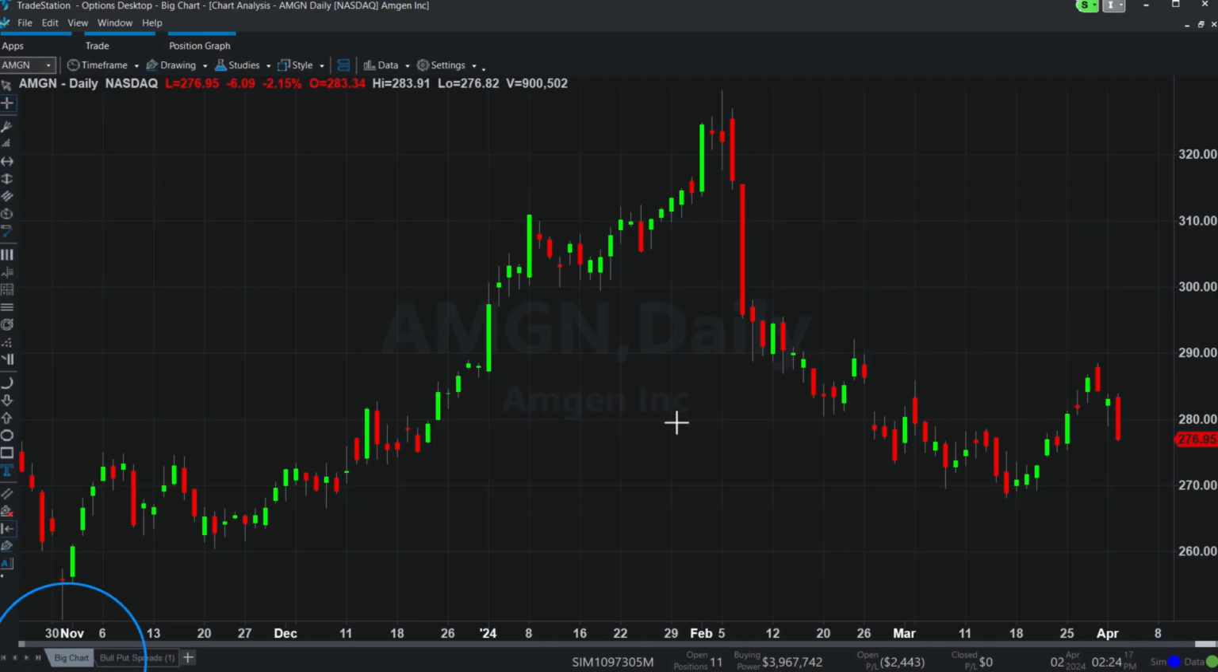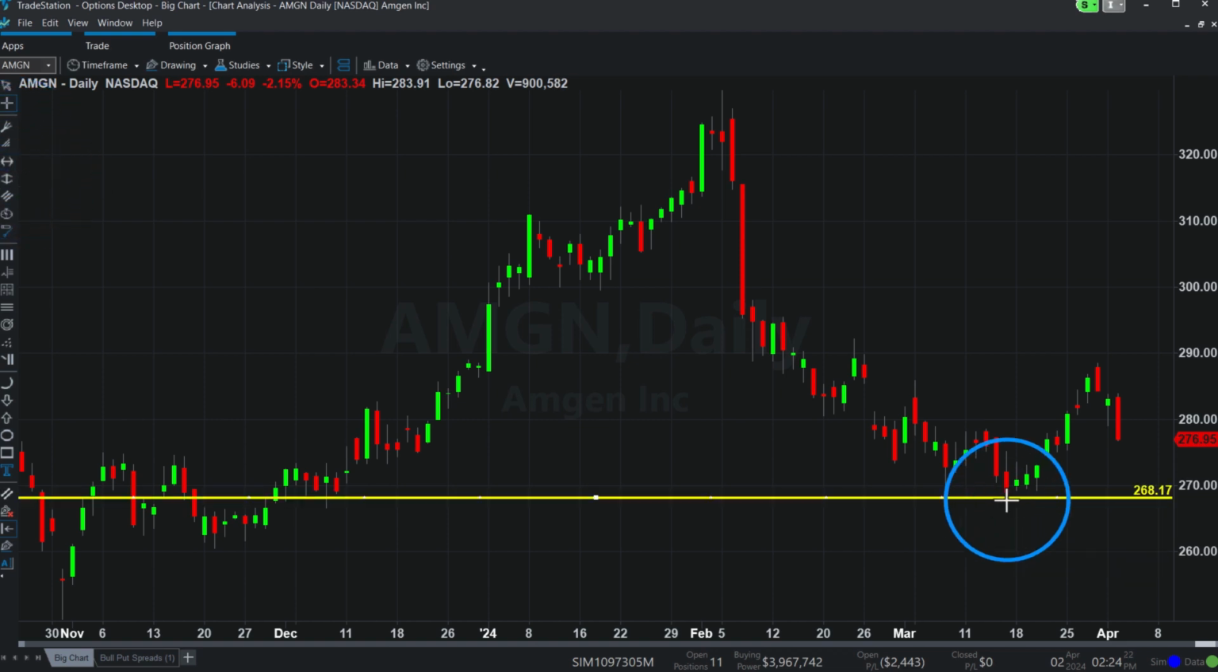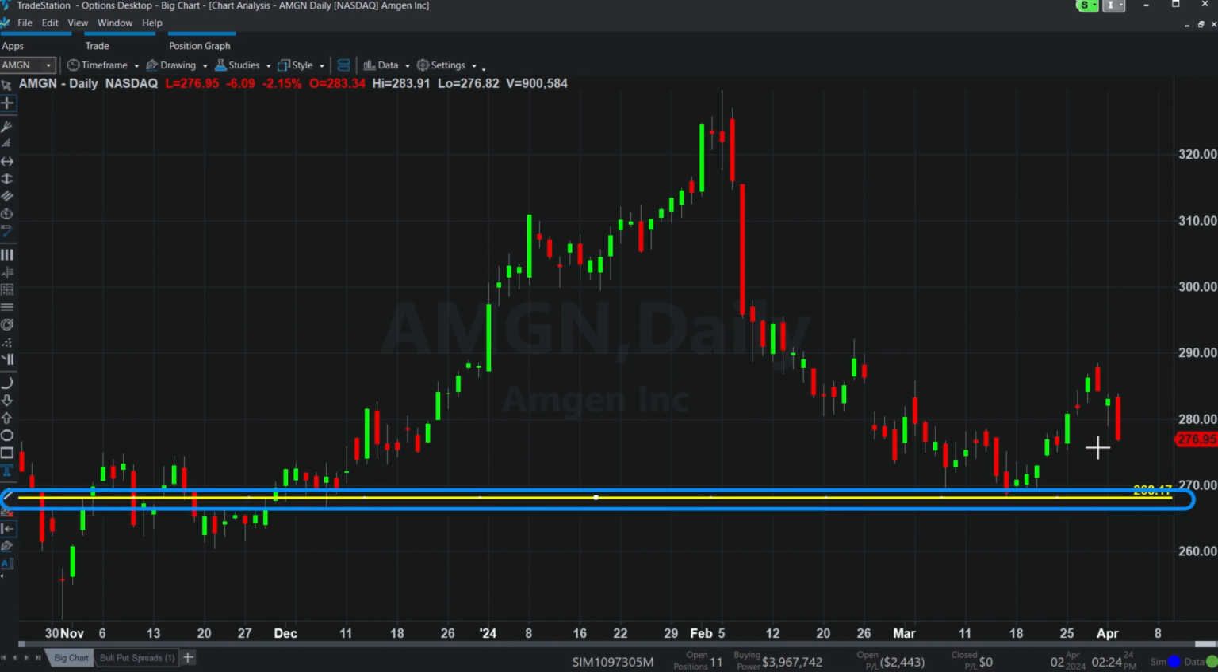If you expect the underlying to go up or stay flat, choose strike prices below the current stock price. Traders often choose strikes below a support level they expect to hold.